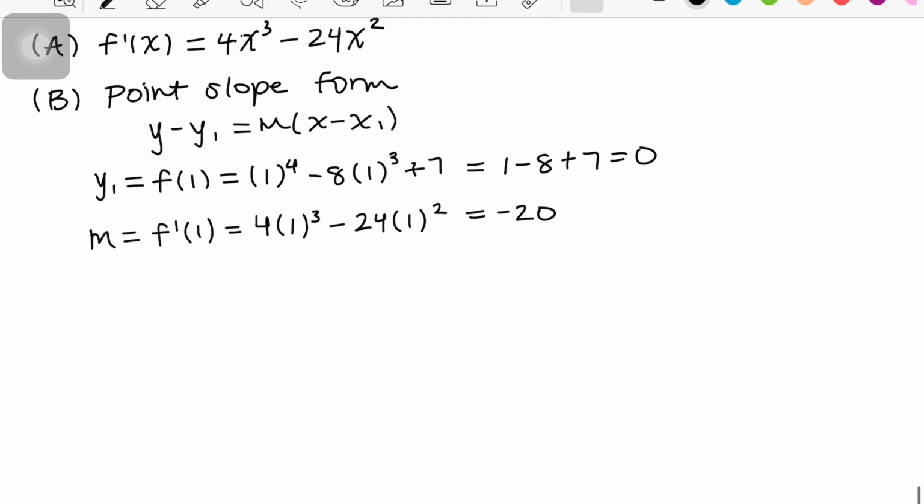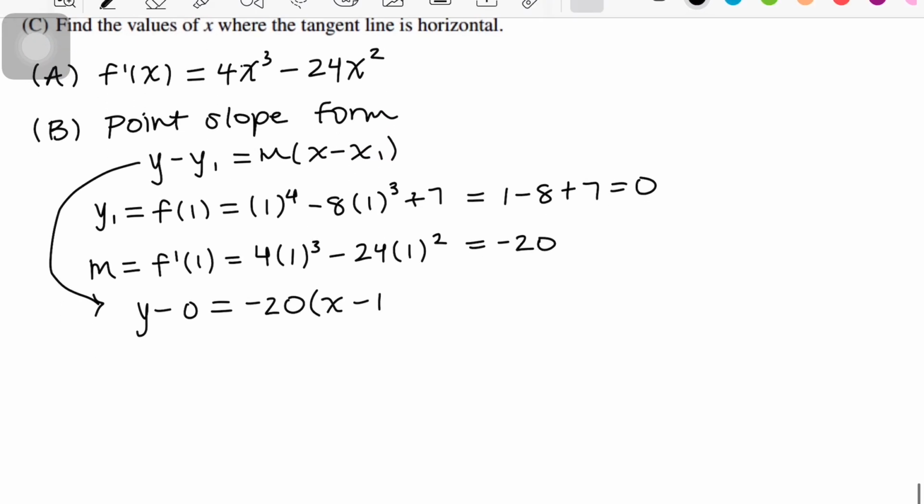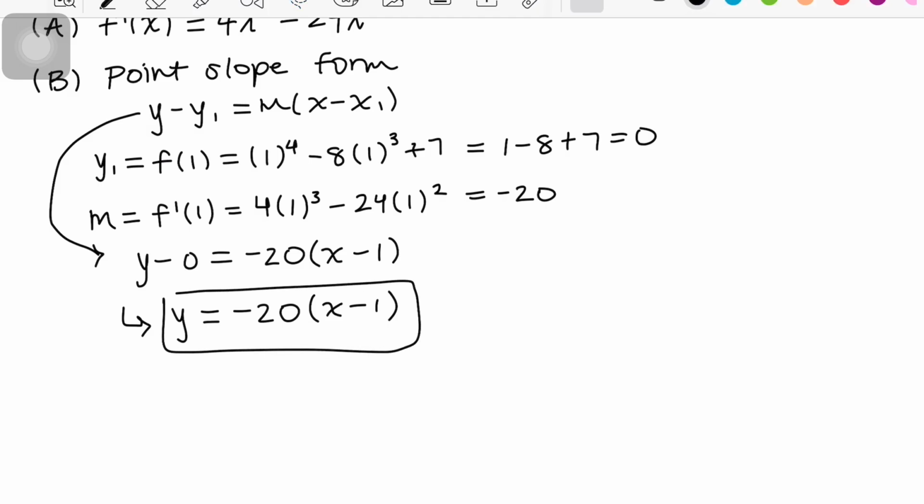All right, now plugging this into our point-slope form, we have y minus y1, which we found to be 0. Then we have m, which we found to be negative 20. Then we have x minus x1, which we are given as 1. Times x minus 1. So this is our answer here. That'll be our equation of the tangent line at that point, x is equal to 1.